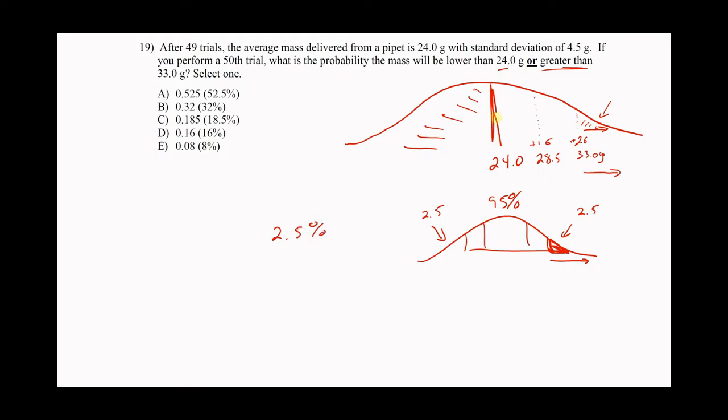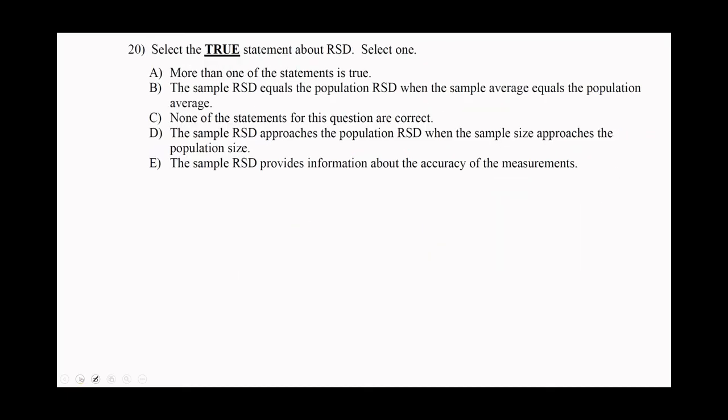Now, I'm asking you for everything below 24, right? Everything under the curve is 100%. Everything to the left of this would be half the curve, or 50%. So our answer is 52.5%. Here's the way to cheat. If I know I need everything to the left of 24 and then a little bit extra, it has to be bigger than 50%. It's the only one greater than 50%. So that's the short way to solve the problem.